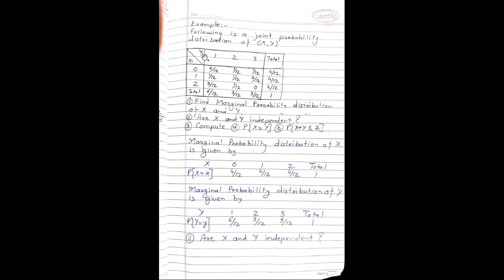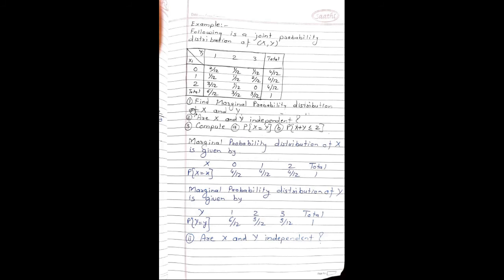X is equal to 1, y is equal to 2, probability is 1 by 12. X is equal to 1, y is equal to 3, the probability is 2 by 12. X is equal to 2, y is equal to 1, the probability is 3 by 12. X is equal to 2, y is equal to 2, the probability is 1 by 12, and x is equal to 2, y is equal to 3, the probability is 0.